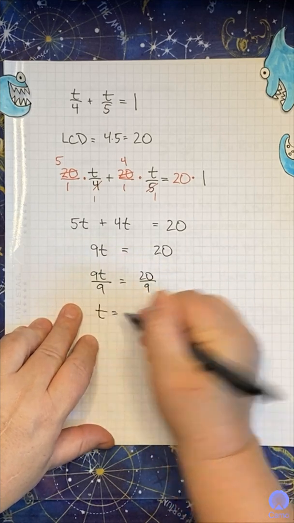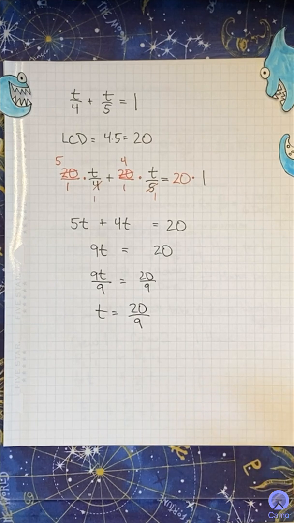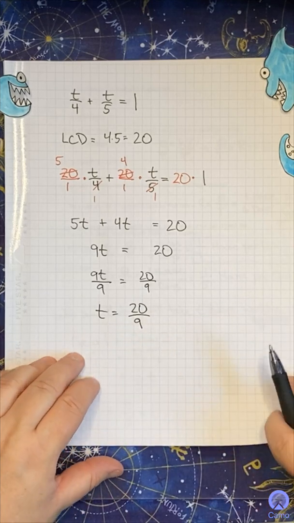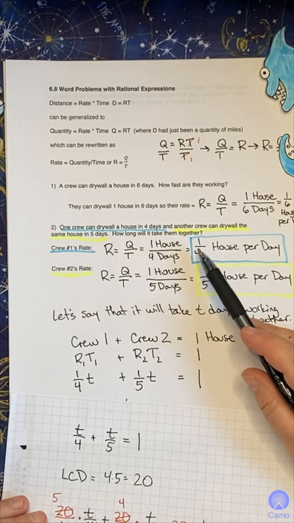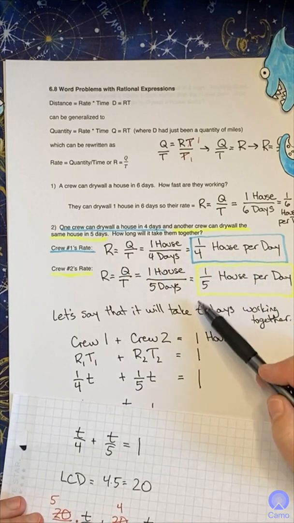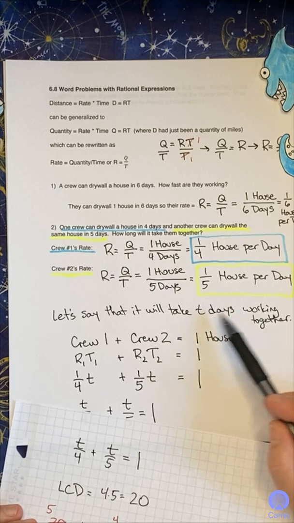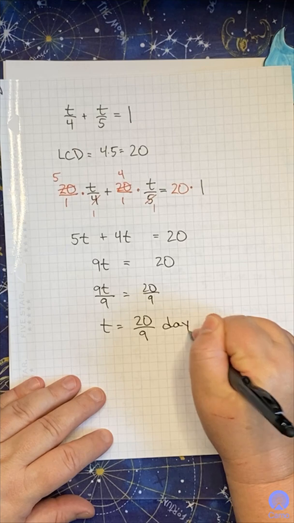And then t equals 20/9. What does that even mean? So let's look back. How are we defining everything? Back it was 1/4 of a house per day, 1/5 of a house per day. It will take t days. So t is in days.